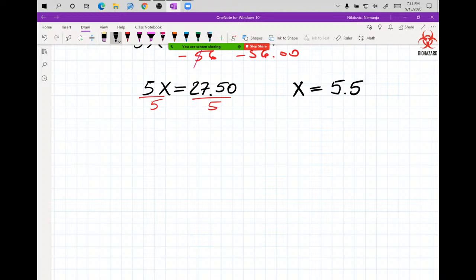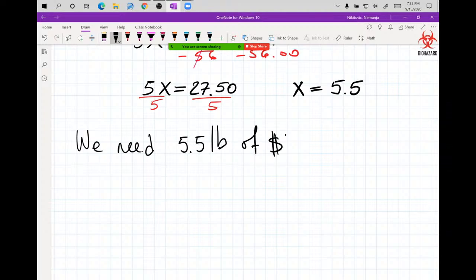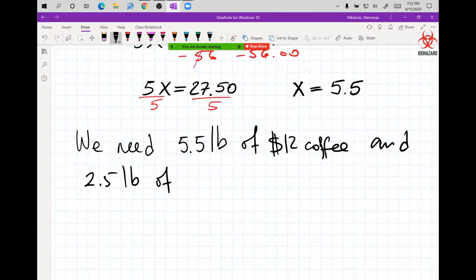So we need 5.5 pounds of $12 coffee and 2.5 pounds of $7 coffee for this mix.